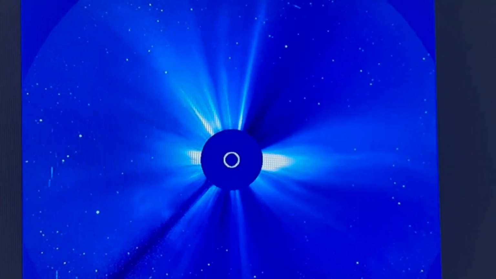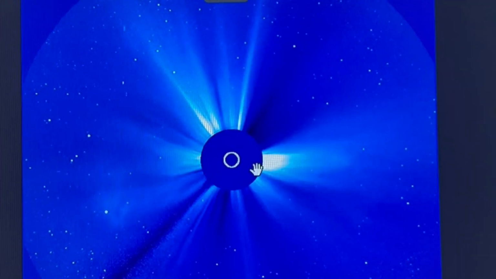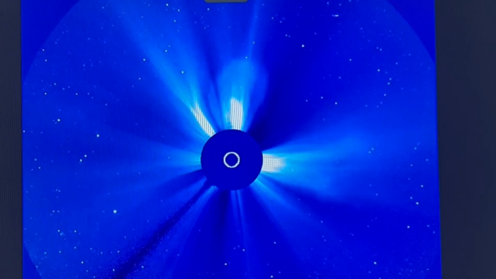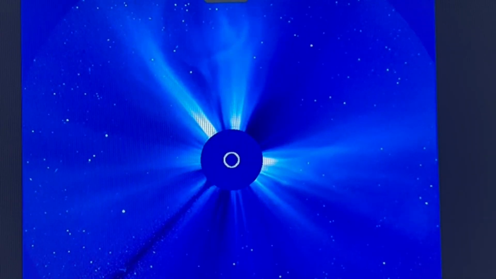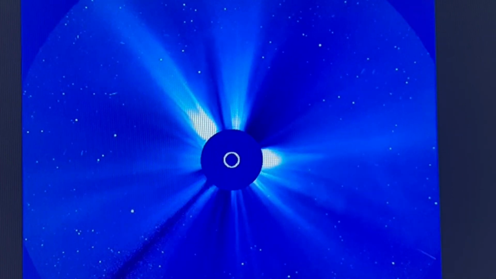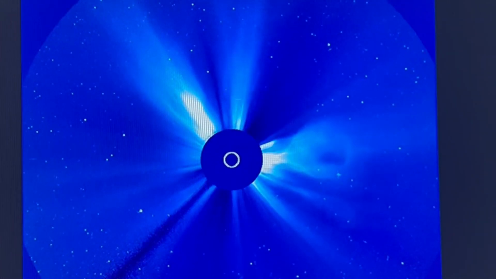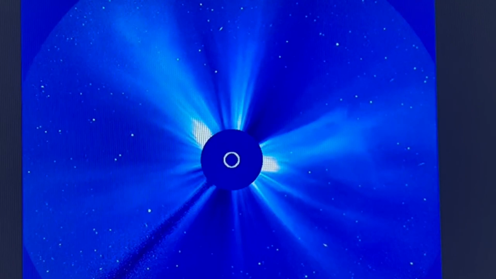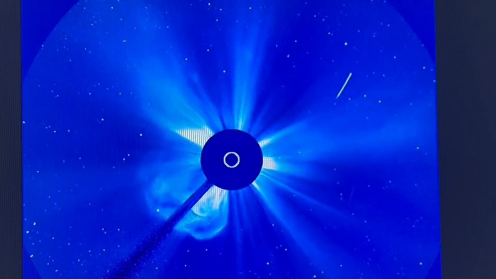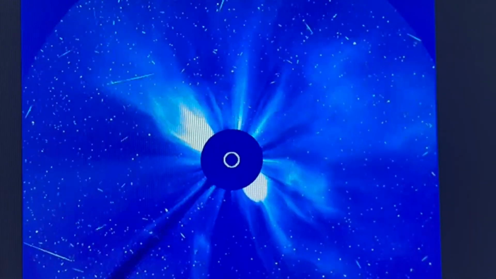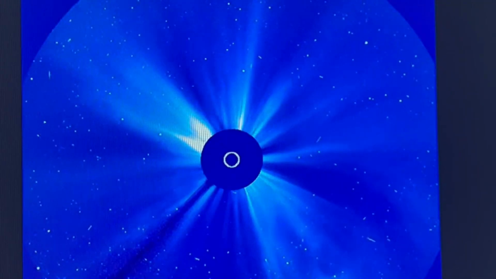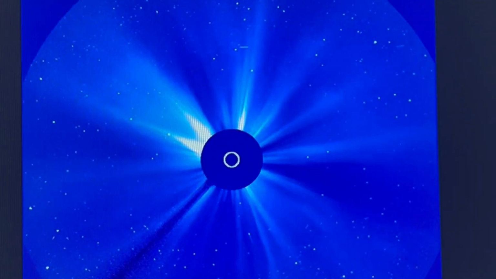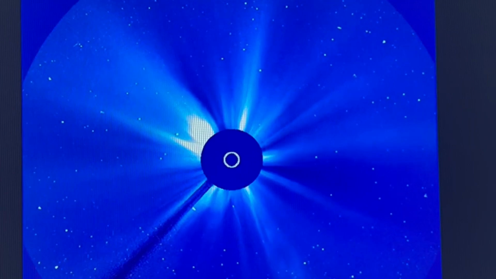And the proton event, of course, originated from a large explosion on the backside of the sun yesterday. Coming up. So all those white speckles and streaks are actually the protons hitting the sensors of the satellite.